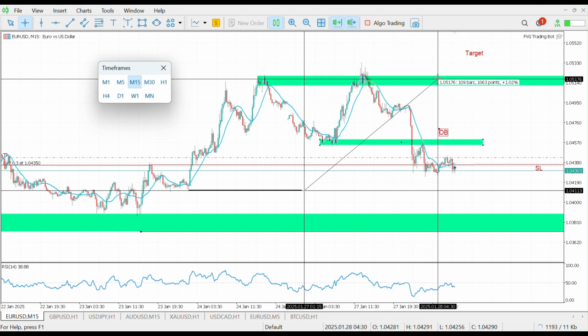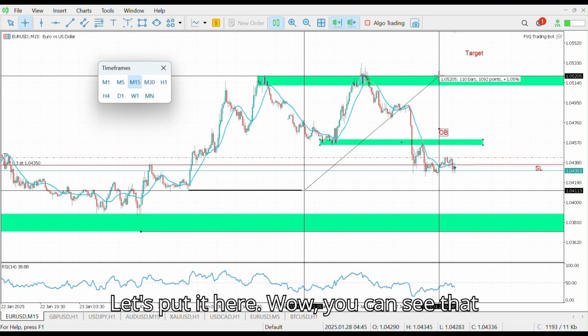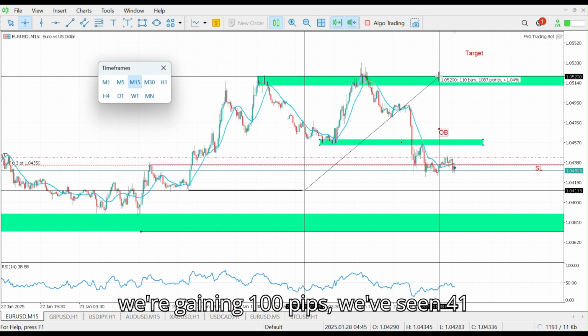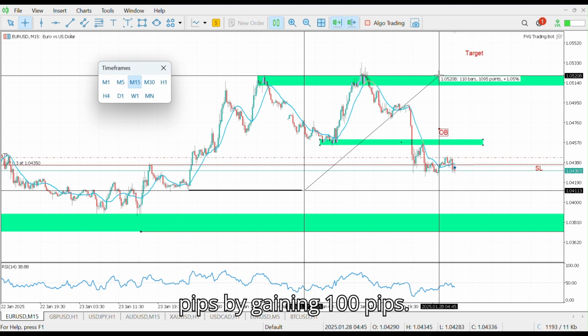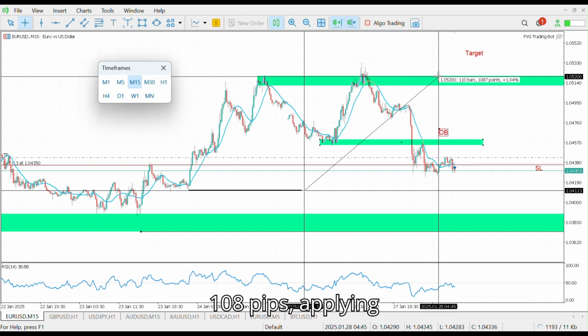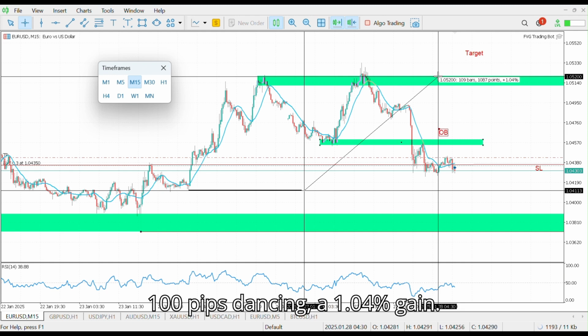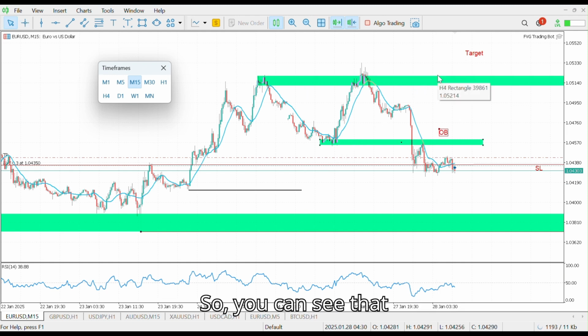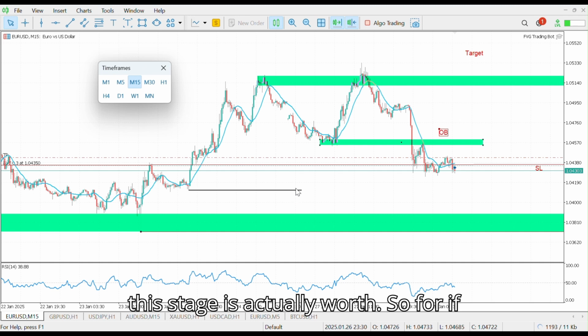Let's see. To be safe, let's put it here. Wow, you can see that we're risking 41 pips and gaining 100 pips. 108 pips, approximately 100 pips, that's a 1.04% gain. So you can see that this trade is actually worth it.